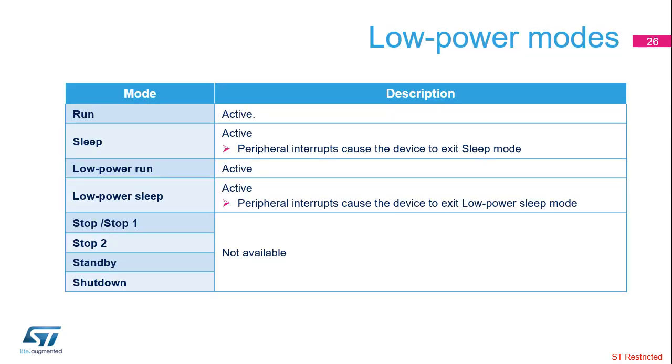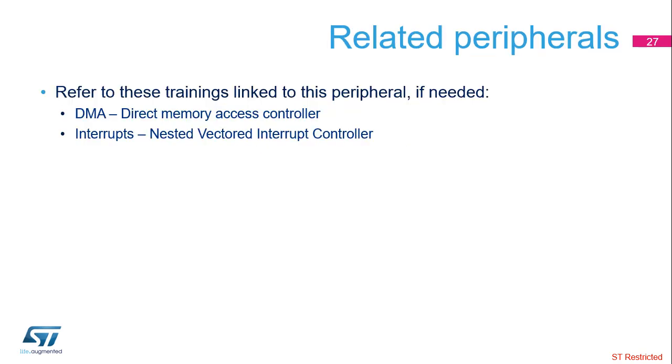The FMAC unit is active in run, low power run, sleep, and low power sleep modes. It is not available in other low power modes. These peripherals may need to be specifically configured for correct use with the FMAC block. Please refer to the corresponding peripheral training modules for more information.